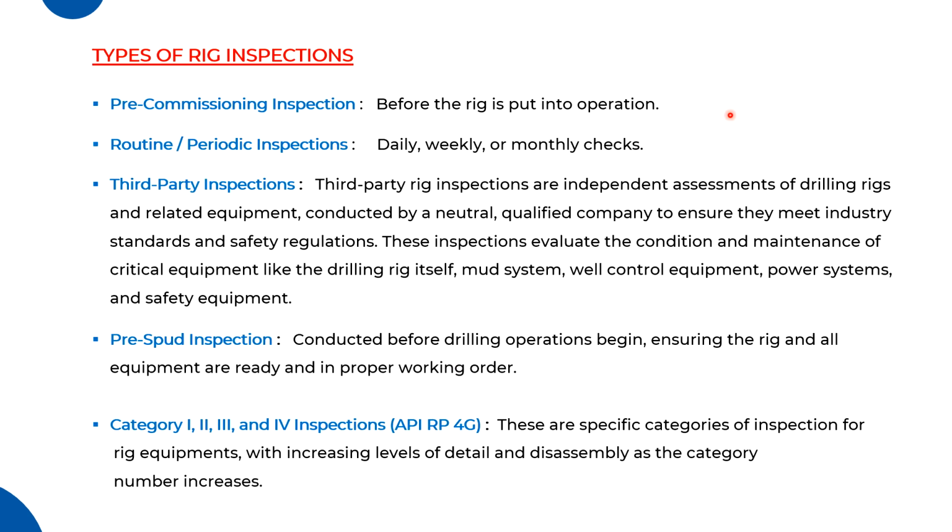Now, here we will see the types of rig inspection. What kinds of rig inspections are there? Number one is the pre-commissioning inspection. Okay, before the rig is put into operation. So actually, the pre-commissioning inspection: suppose the rig has been assembled, and all the equipment and all the parts of the rig are being connected, and now the commissioning test will be done.